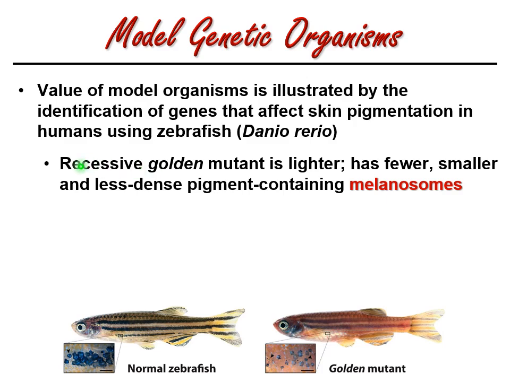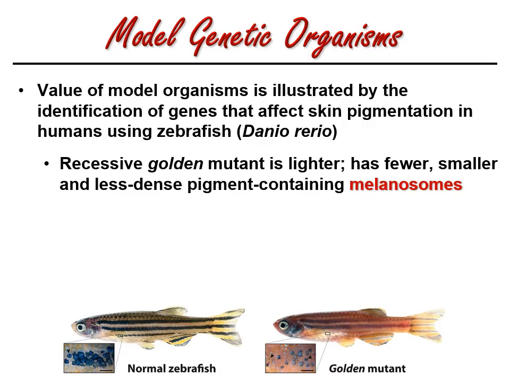And so what they found through some studies is that the golden mutation was recessive. Recessive means that you have to have two copies if you're diploid. You can't have a copy of anything that's dominant. Dominant would mask something that is deemed recessive. We'll get to that a little later on when we start talking about classical genetics and Mendelian dominance. But for right now, let's just say it's a recessive golden mutant. The recessive golden mutant is lighter. It has fewer, smaller, and less dense pigment-containing melanosomes. Those are those little dots I was talking about.